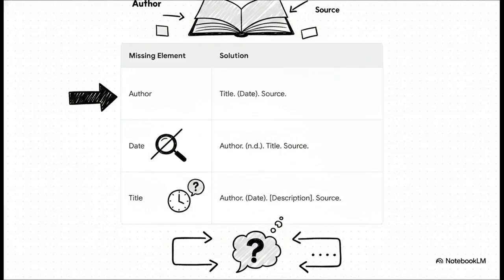Missing an author? Don't panic. The title simply slides forward into that first position, followed by the date and source. Missing a date? Like we said, use n.d. Missing a title? Just write a brief description of the work in square brackets instead. The formula is actually incredibly flexible.